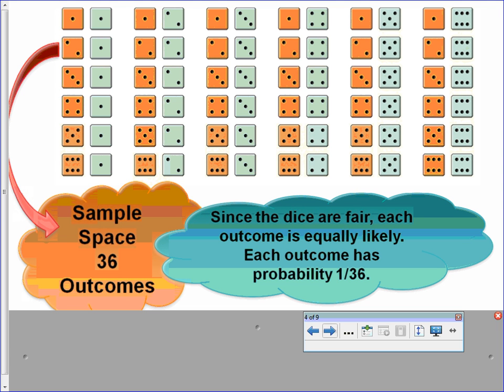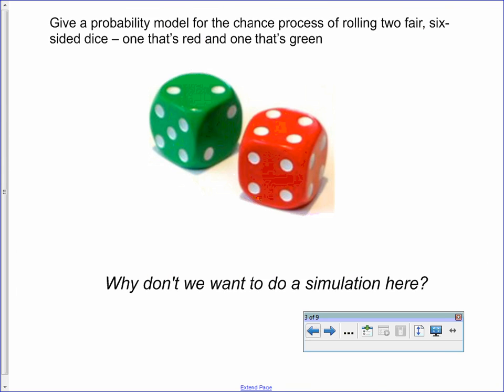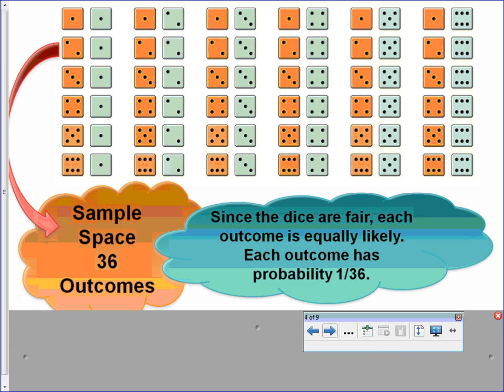And here are the two different dice, the red die and the green die. Sorry, the green's a little faded here. But basically there are 36 different outcomes. And so our sample space is 36. Since the dice are fair, each outcome is equally likely, so each outcome is 1 out of 36. So the probability of having the red die come up 6 and the green die come up 3 is 1 out of 36. We'll come back to this in a second.